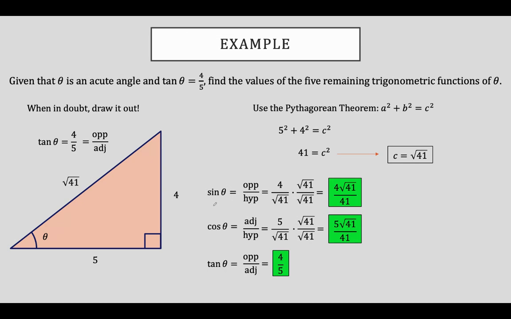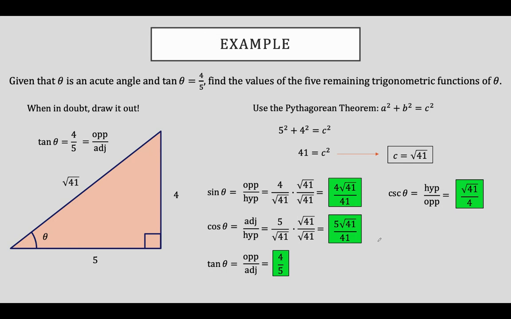Let's go to the reciprocal of our sine trig function. The reciprocal of sine is cosecant. Cosecant theta, instead of being opposite over hypotenuse, we flip that, giving us hypotenuse over opposite. Hypotenuse divided by opposite, the ratio of those sides of our right triangle, gives us root 41 divided by 4. Notice in this case, the radical is already in the numerator, and we do not need to rationalize it.